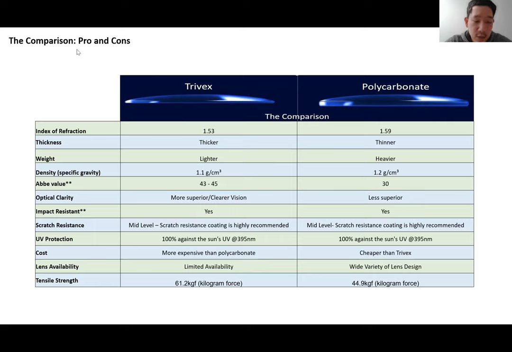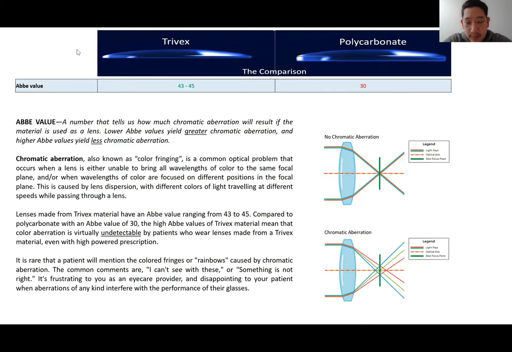So these are the 12 criteria as we compare them side by side. Definitely, Trivex has an edge over polycarbonate lens, but polycarbonate lens has some advantages in terms of the availability and the cost. Right, so on to the next slide.